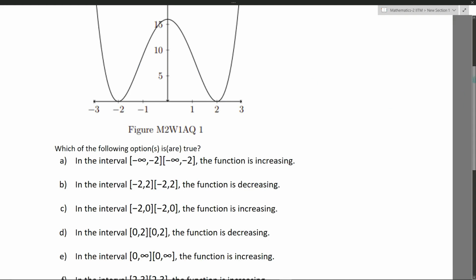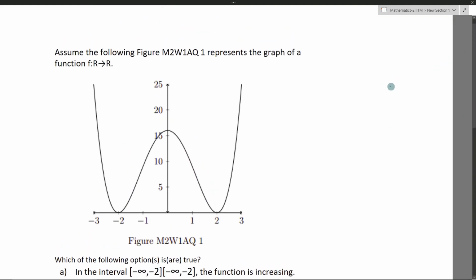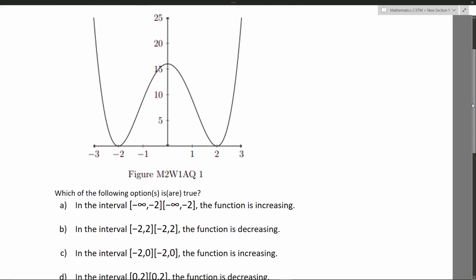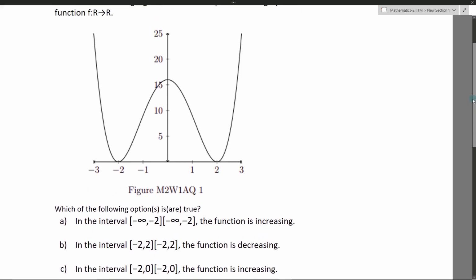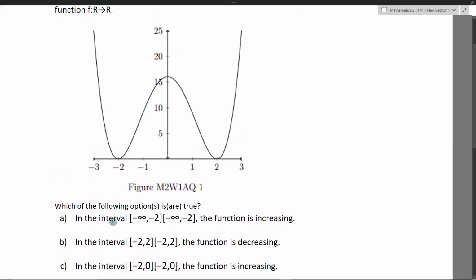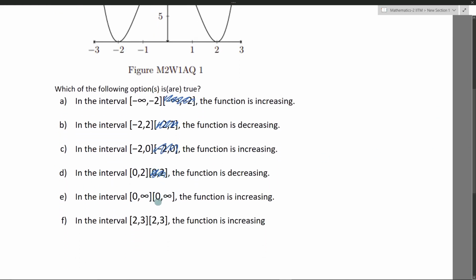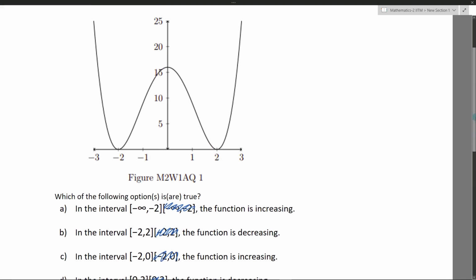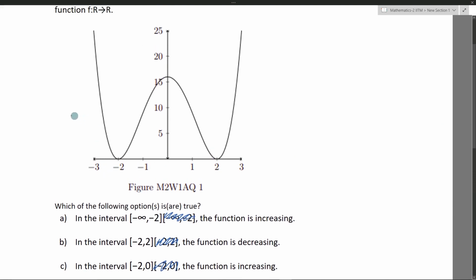Okay, so the next question we have. Assume the following figure represents the graph of a function. So they have given us a graph. In which of the following options is or are true? So this is again a multiple select question. So the first option is telling in the interval... Okay, there is a repetition of these intervals. Let me just scratch this out. Okay, there's been a typo mistake. I apologize for that. So in the first option, they are saying minus infinity to zero.